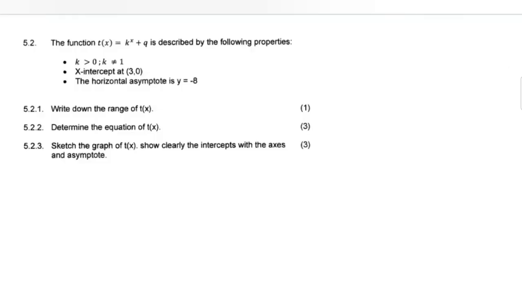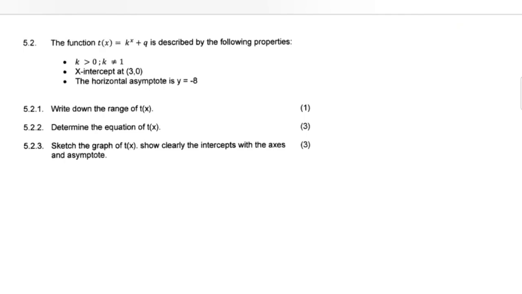Good day, learners. In this video, we are mainly going to discuss the exponential function: how to draw the graph and how to find the equation, questions like that. Okay, let's do this question. This one I took from one of the past question papers.